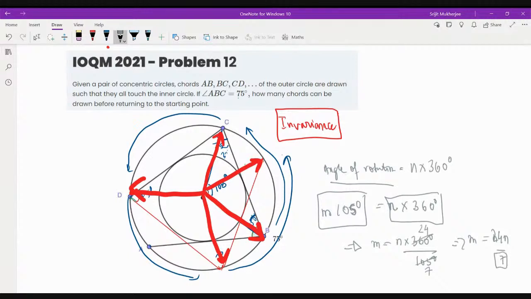Observe that for m to be the smallest positive integer, n must be divisible by 7, so n is equal to 7. That means 7 rotations must be there, and observe that each chord is m, so m is therefore 24. That's the idea. All of you understood?